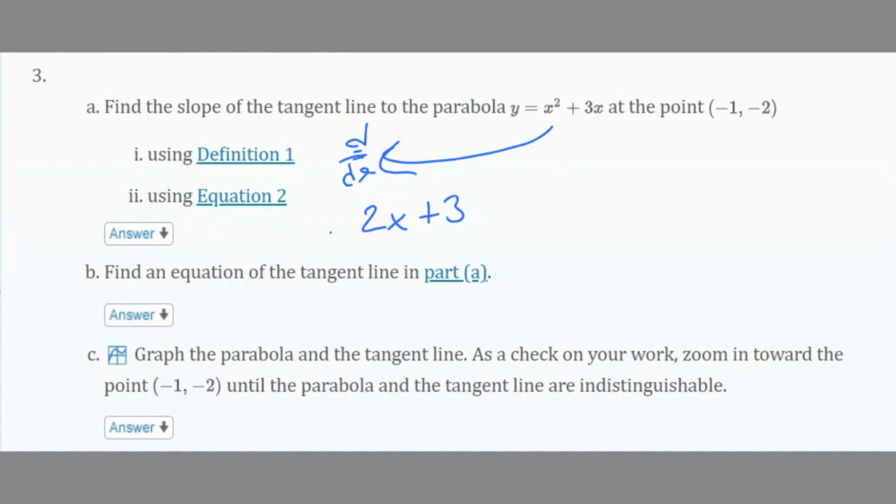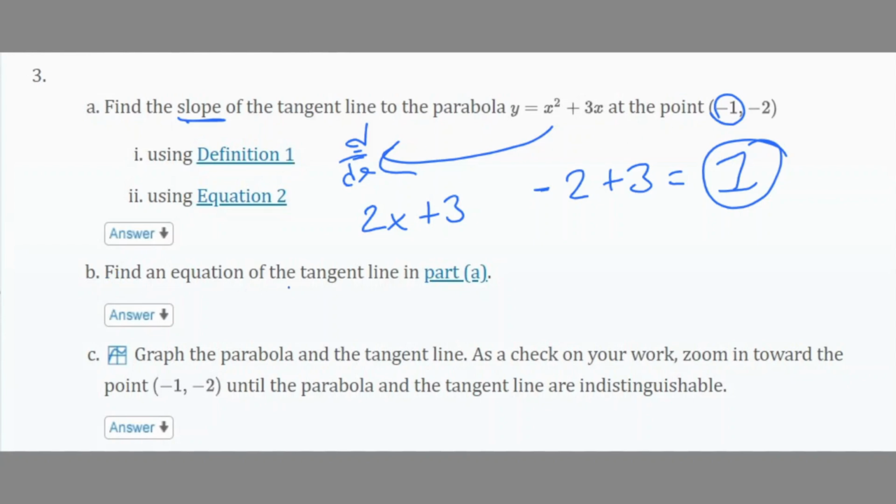So 2x plus 3 is our tangent line equation, but we're looking for the slope. So now what we do is plug in -1. If we plug in -1, we get -2 plus 3, and that just gives us 1. So 1 is the slope of the tangent line of this equation at the x value of -1. So let's move on to B.